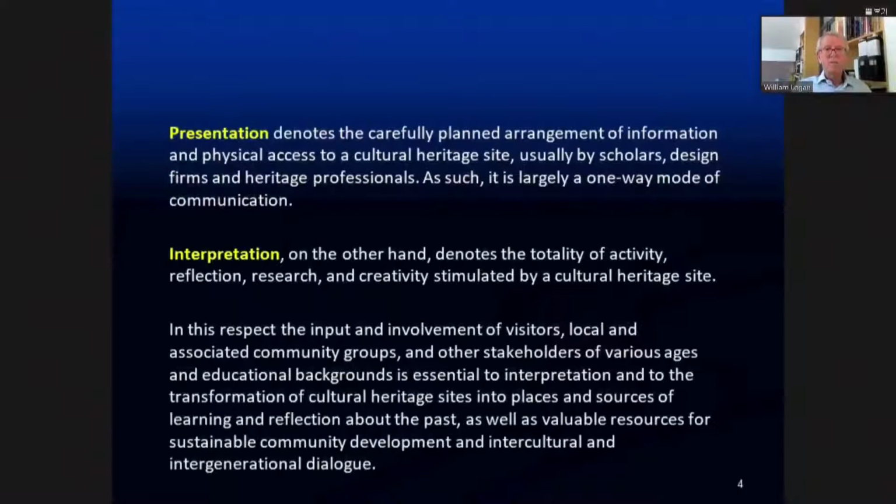So these are the two definitions, two terms, in fact, presentation and interpretation, that are often interchanged as if they meant the same thing. In fact, they don't.